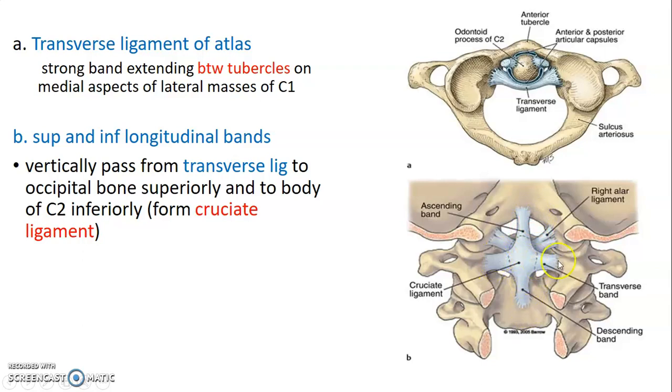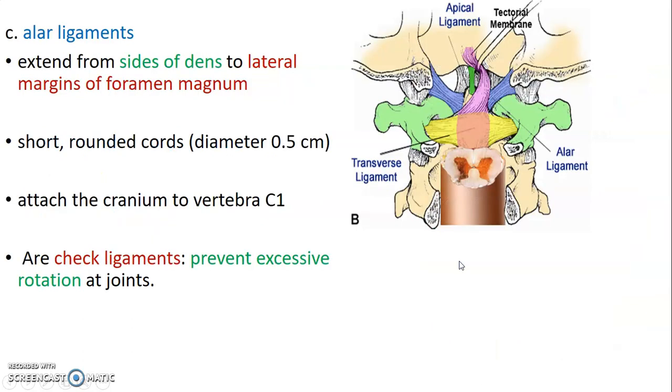So together with the transverse ligament, you form a crucifix, a cross, and that is why we call it the cruciate ligament. So this is your cruciate ligament formed by this transverse ligament, and a band that will go superiorly to the occipital bone and inferiorly to the body of C2. So this is your cruciate ligament.